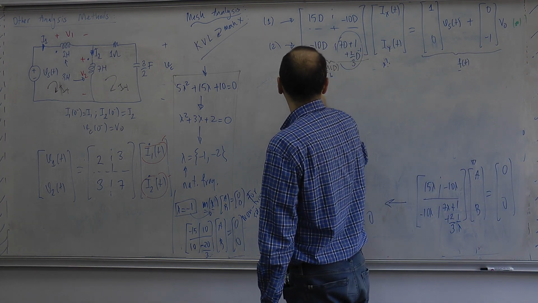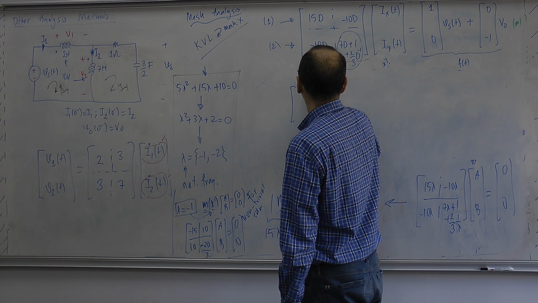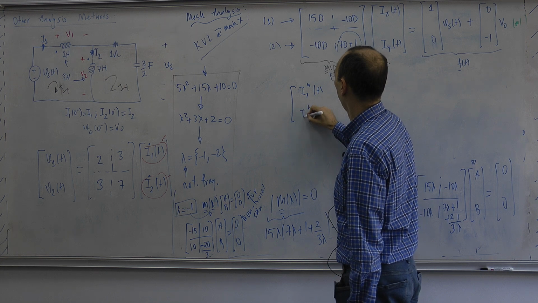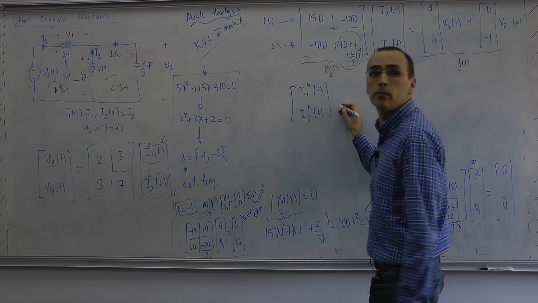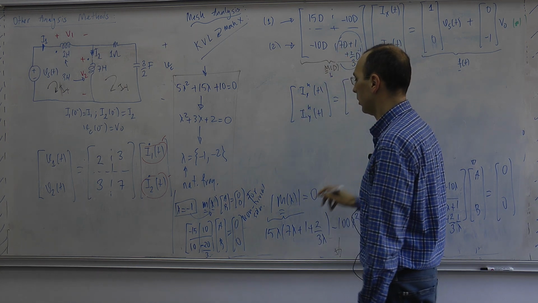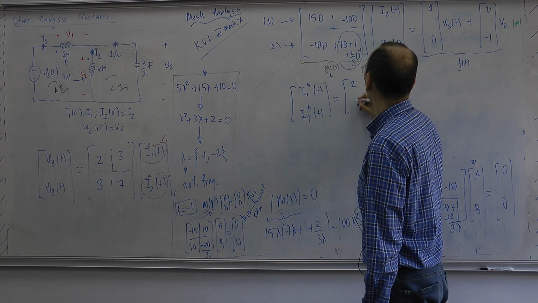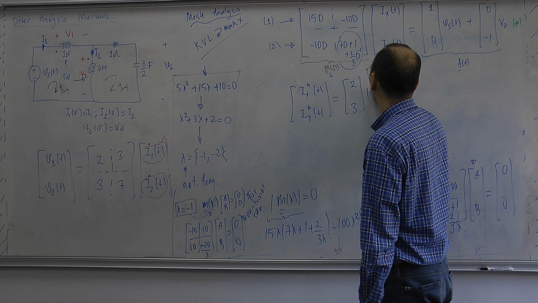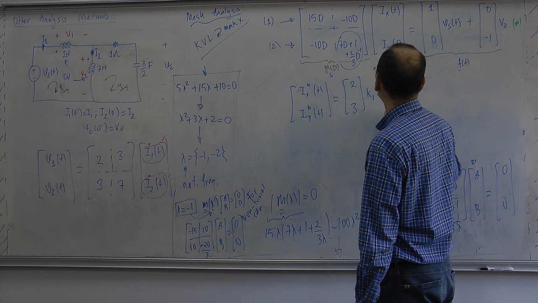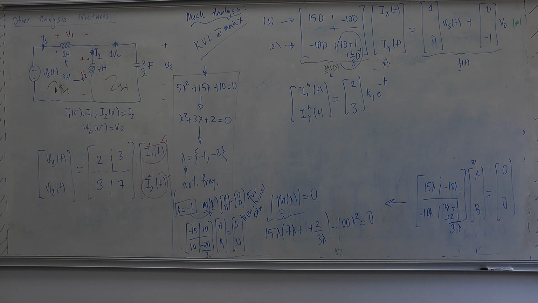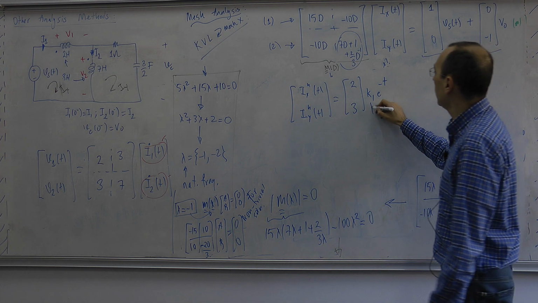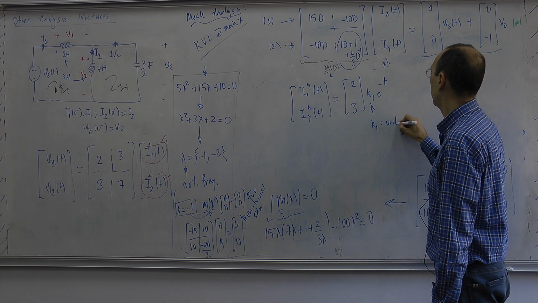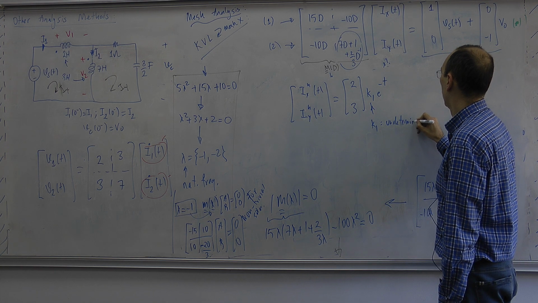Then Ix homogeneous, Iy homogeneous, T is equal to, let me write this at least, 2, 3, K1 e to the minus 1t. Okay? So again, K1 is similar as in the state equation system. So this is an undetermined coefficient.